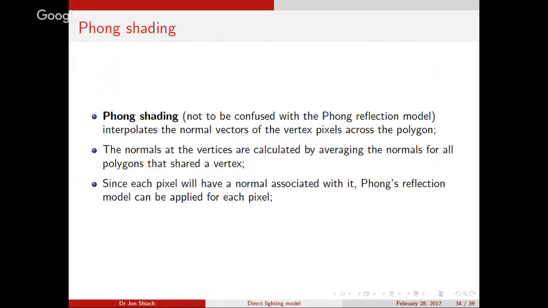What Phong shading does is, instead of interpolating intensities at the corners, at the vertices, it interpolates the normal vectors. So you calculate a normal vector at each vertex, interpolate all of those normal vectors across the polygon in the same way as we did with Gouraud, and then you've got a normal vector for each pixel. Imagine each pixel in a polygon has a separate normal vector. Then all you do is use Phong's reflection model on a pixel by pixel basis. So it is more computationally expensive than Gouraud shading because you're having to calculate that big long equation for each pixel.